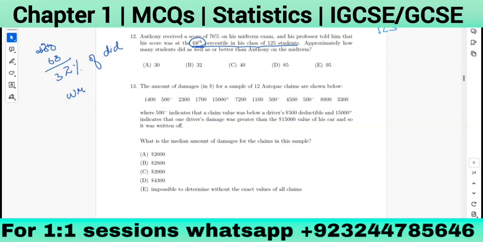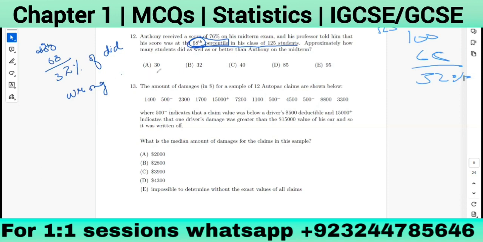But what is the meaning of percentile? Percentile has nothing to do with the total number of students. Percentile is out of 100. So it's the 68th percentile in a class of 125 students. If it's the 68th percentile, it means 32% of the students did as well or better. So approximately how many students did as well as or better than Anthony?